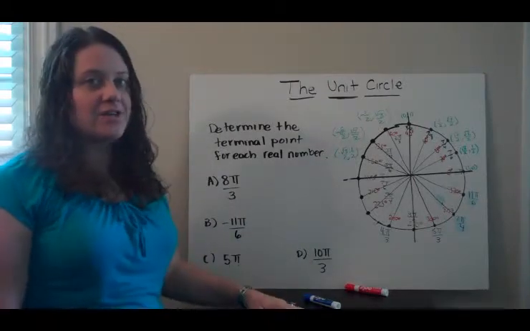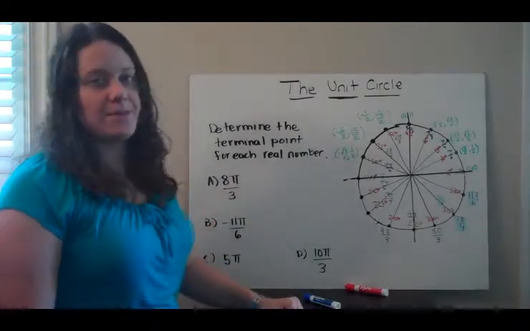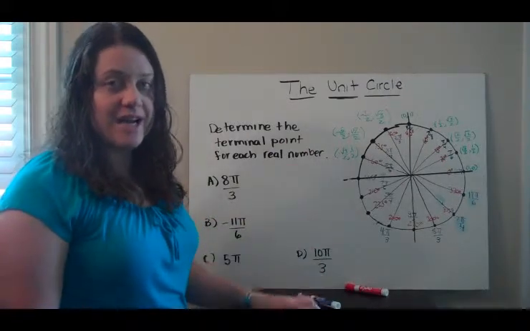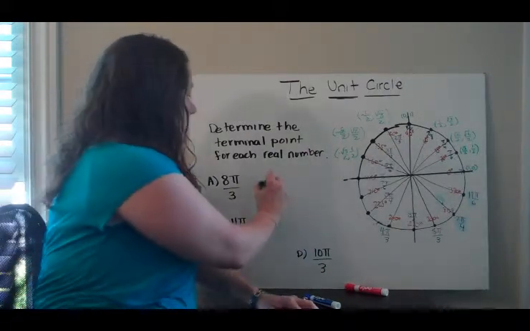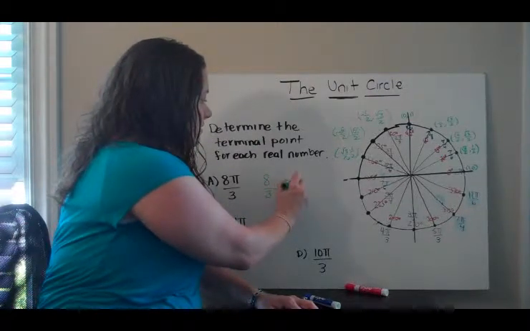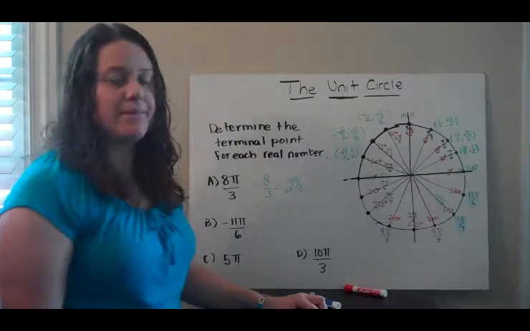Alright, so now let's talk about how we actually determine the terminal point for each real number. Okay, so if I have 8/3 pi, I want to figure out how many times I'm going to go around. So I'm going to convert it into a mixed number. So 8/3 is actually 2 and 2/3 pi.